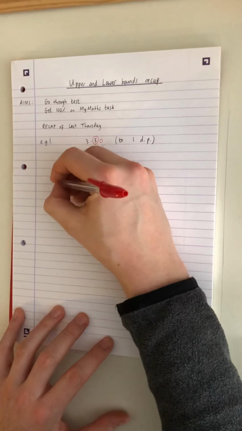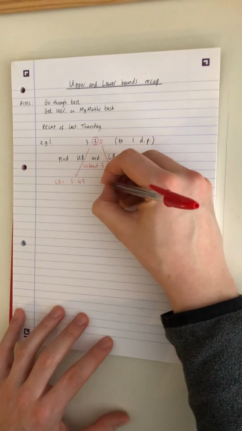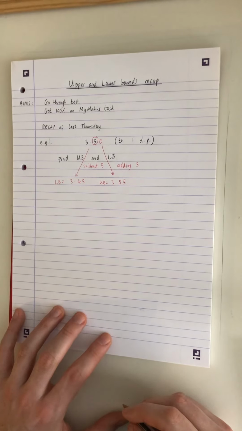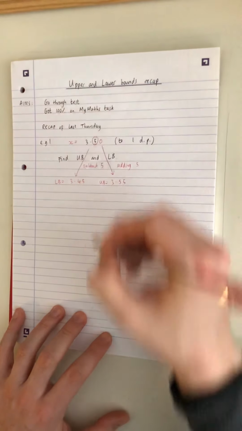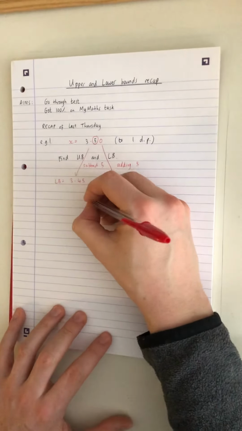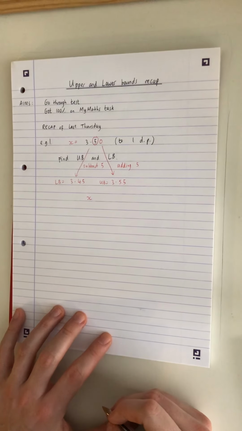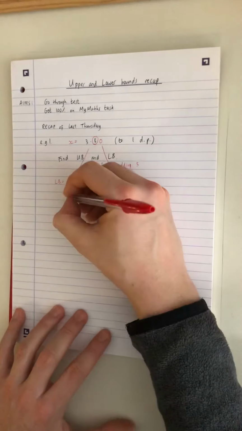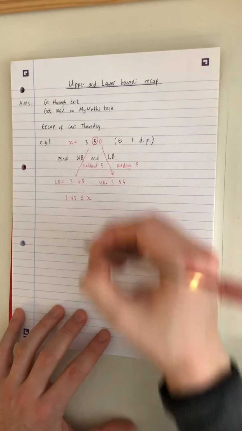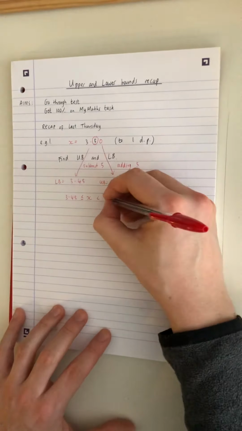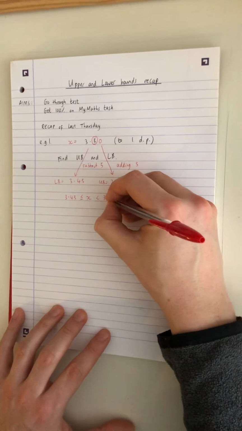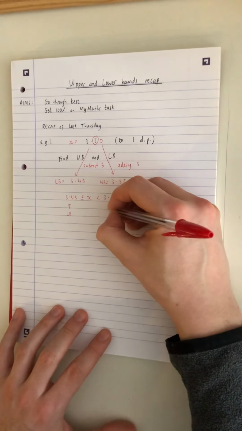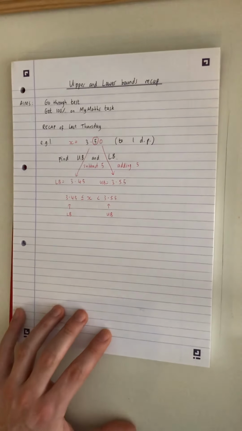So this is called the lower bound, this is called the upper bound, and the best way to write it is as an inequality. So if I said that number at the start was x, and that x had been rounded to 3.5 to 1 decimal place, x would have to be a number which is bigger than or equal to 3.45, but less than 3.55. And that's pretty much it. And the bit on the left is the lower bound, and the bit on the right is called the upper bound. And that's all we did on Thursday.